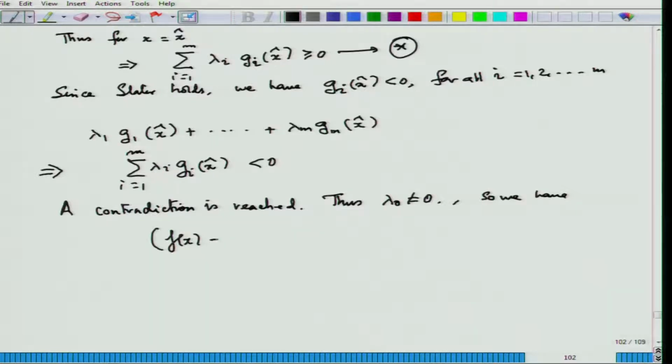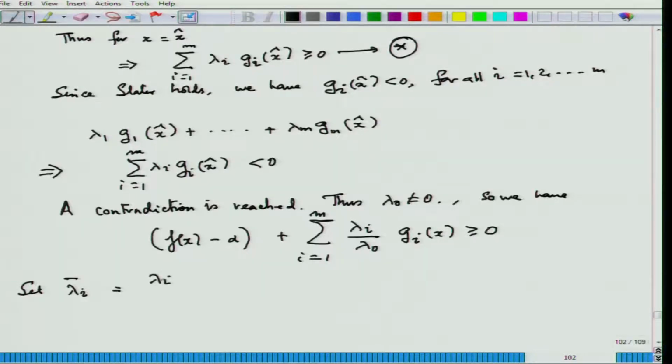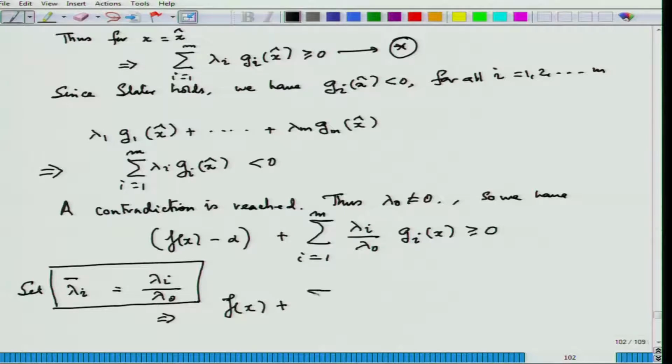f of x minus alpha plus summation lambda I by lambda naught. So, I divide both sides by lambda naught because lambda naught is positive. So, set lambda I bar equal to lambda I by lambda naught. Okay. So, this implies now f of x plus summation I equal to 1 to m lambda I bar, alpha, which is the infimum or the value of p. This is also the value of the infimum or the minimum value of the problem Cp, sorry not p, Cp.